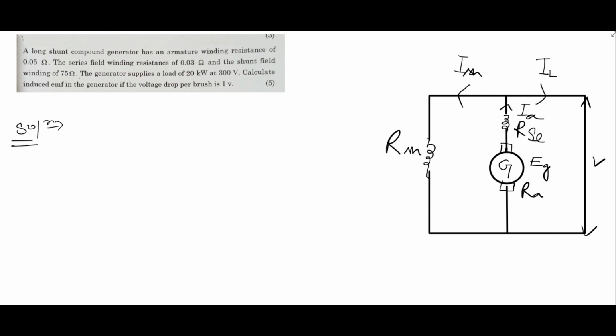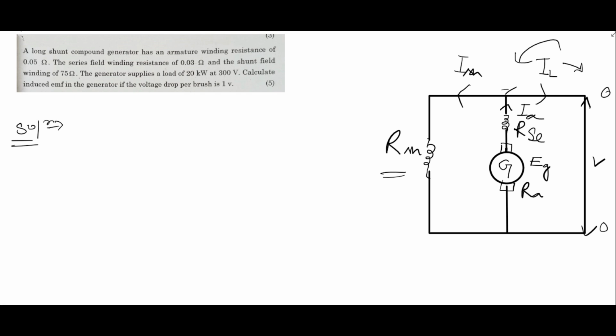In a long shunt compound generator, since it is compound, there is a shunt winding and a series winding. The series winding is in series with the armature, and the armature current flowing through the generator also flows through the series winding resistance. When the armature current reaches this junction, the current is split. This is I load, the load current flowing through the load, and this is the shunt current flowing through the shunt winding resistance.